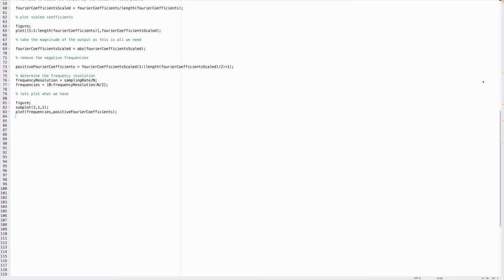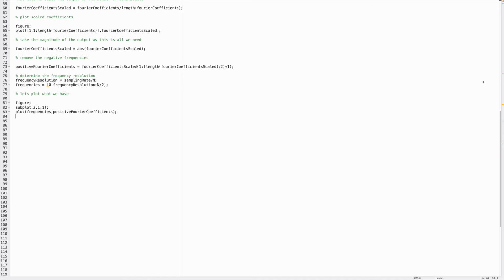So the scaling has fixed it, but it's not actually the amplitude we'd expect, because if you remember, the input sine wave had an amplitude of 5. There's another problem here, which is we still have those negative frequencies that we've talked about. So let's write some code and try to fix this. So first, what we're going to do is take the absolute value of the Fourier coefficients that are scaled. What this does is remove the imaginary aspect and just keep the magnitude, because that's what we're interested in, the magnitude of the Fourier coefficients.